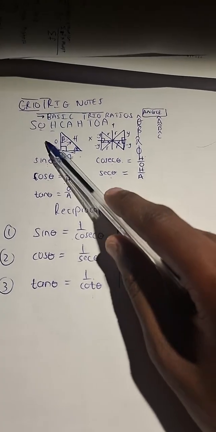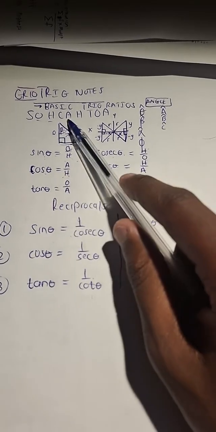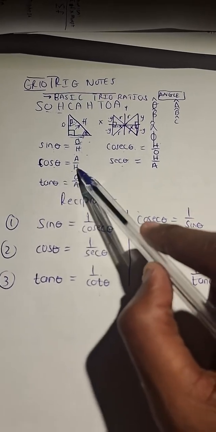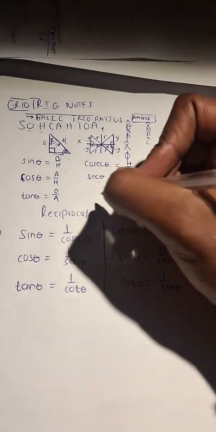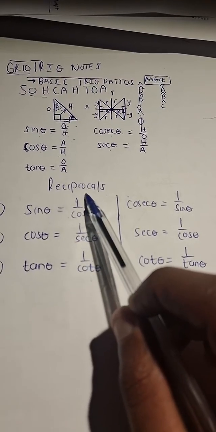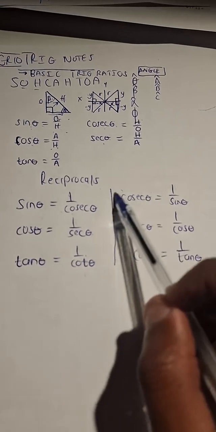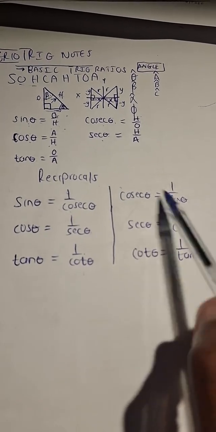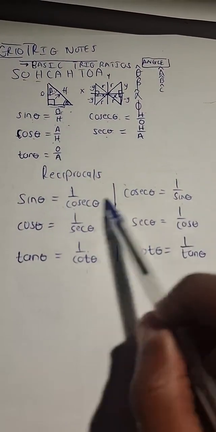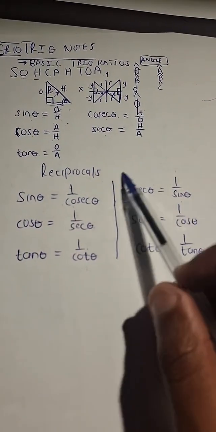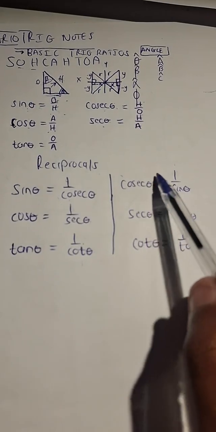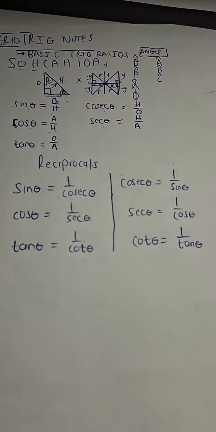Sine, opposite over hypotenuse, cos, adjacent over hypotenuse, tan, opposite over adjacent. Then they need to know the reciprocal trig ratios. That sine has a reciprocal trig ratio of cosec, which is 1 over cosec theta. Or, differently stated, cosec theta can be expressed in terms of sine. It is 1 over sine theta. Important to know these expressions, because sometimes in certain equations, you are required to convert cosec into 1 over sine in order to solve something.